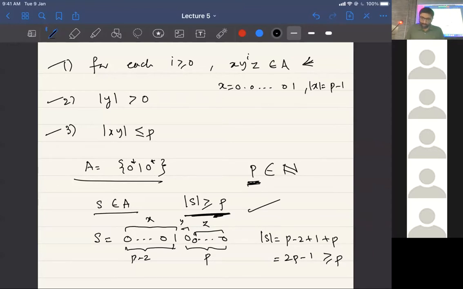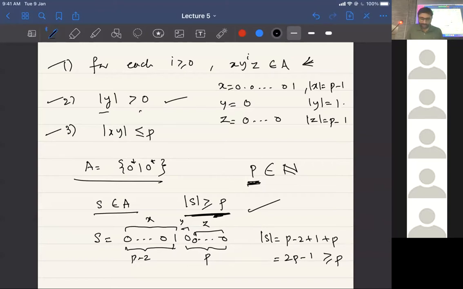Okay. What is Y here? Y is equal to zero. What is the length of Y? One. What is Z here? Zero all the way till the end. How many zeros did we have originally? P. We have already used one zero in Y. So how many zeros do we have? P minus one. Okay. Is the second condition satisfied? Is the length of Y greater than zero? Yes, one is greater than zero, so satisfied.